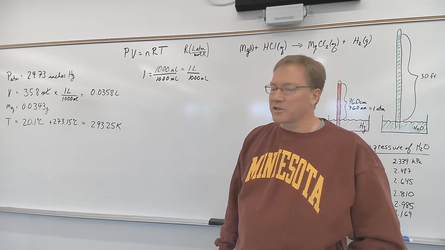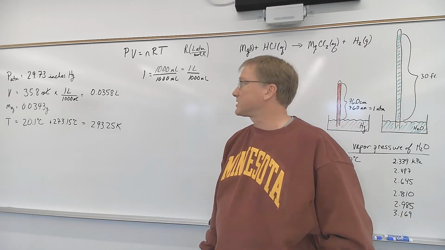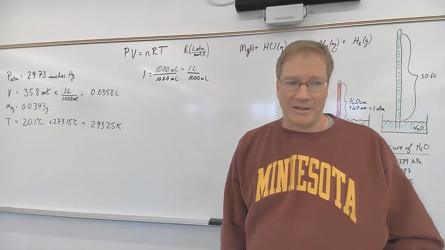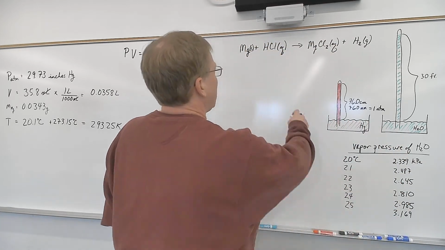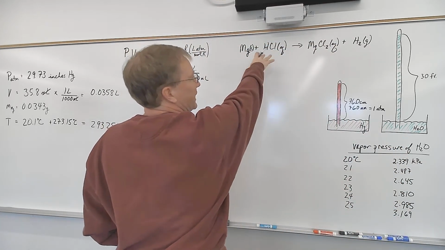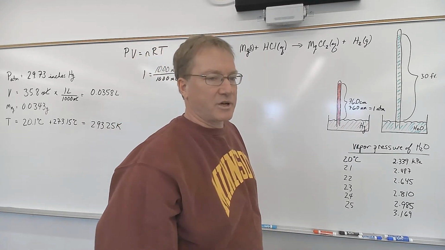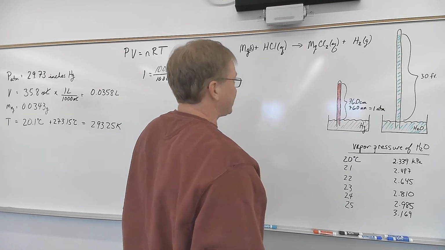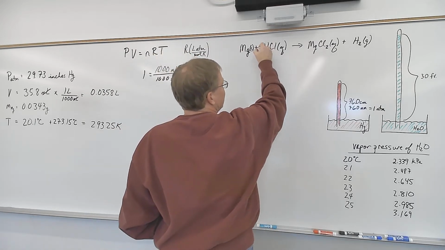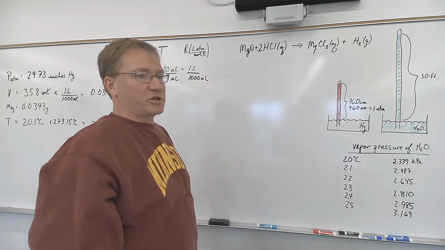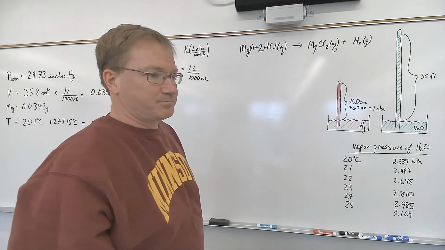The next easiest one is probably the moles. And so for that, we need our balanced chemical equation. And we have up here that the magnesium is reacting with the HCl and creating magnesium chloride and hydrogen gas. I need a balanced chemical equation. That's a pretty easy one to balance. All I do is put a 2 in there and it is now balanced.